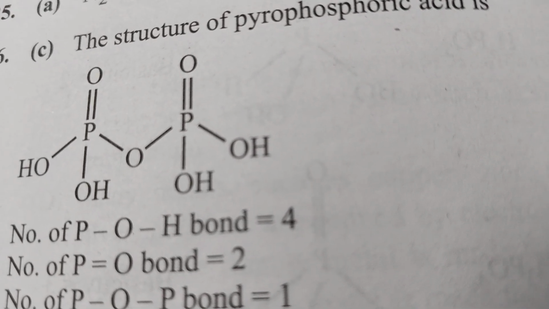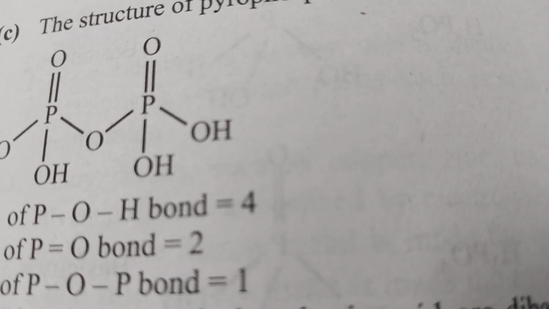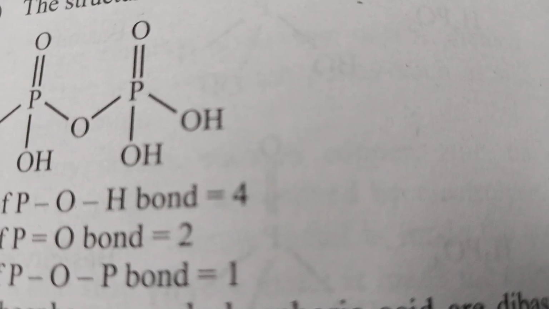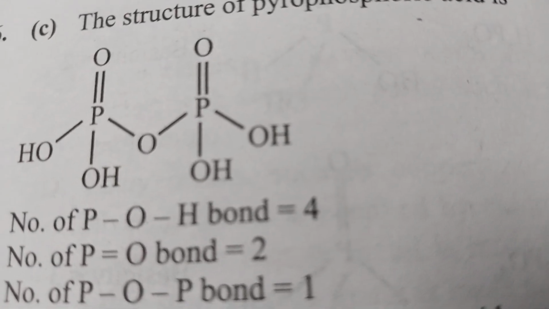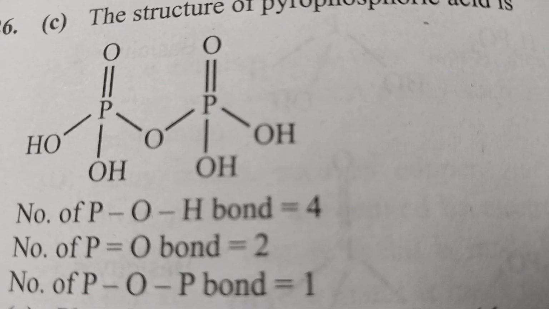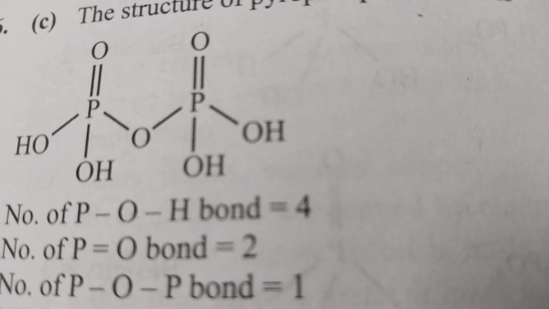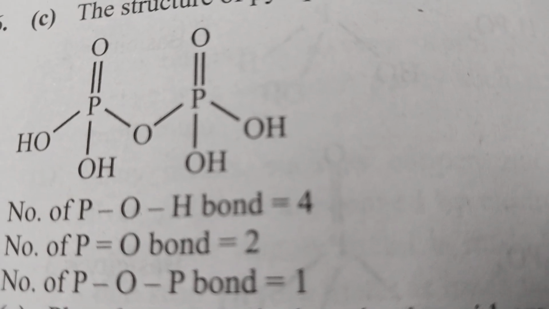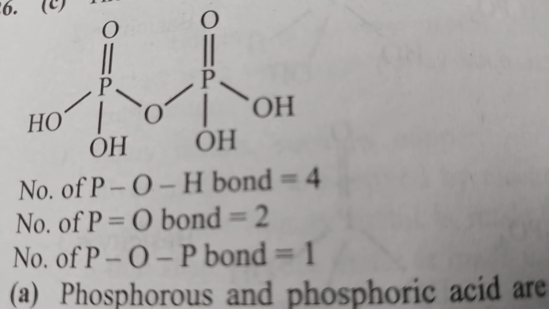So please note it, the number of ionizable hydrogen atoms, or you can say protons, that the acid can release is 4. The number of hydrogens that the acid can produce is 4. So 4 ionizable hydrogen atoms are available. So the basicity is 4.